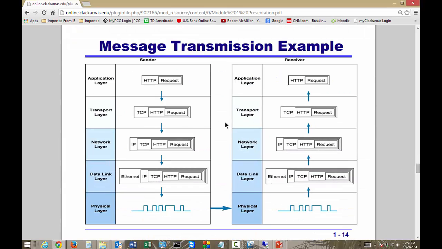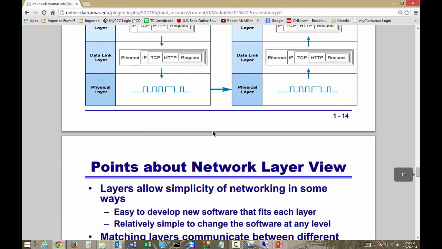Message transmission example, as mentioned before, this is just using the HTTP request for, say, a web page, and it makes its way through. And this is more of the other type of model, which is the DARPA model. You have the application, transport, network, data link, physical, and it comes back up again. So you see a couple of the different layers missing here because it's the other model.